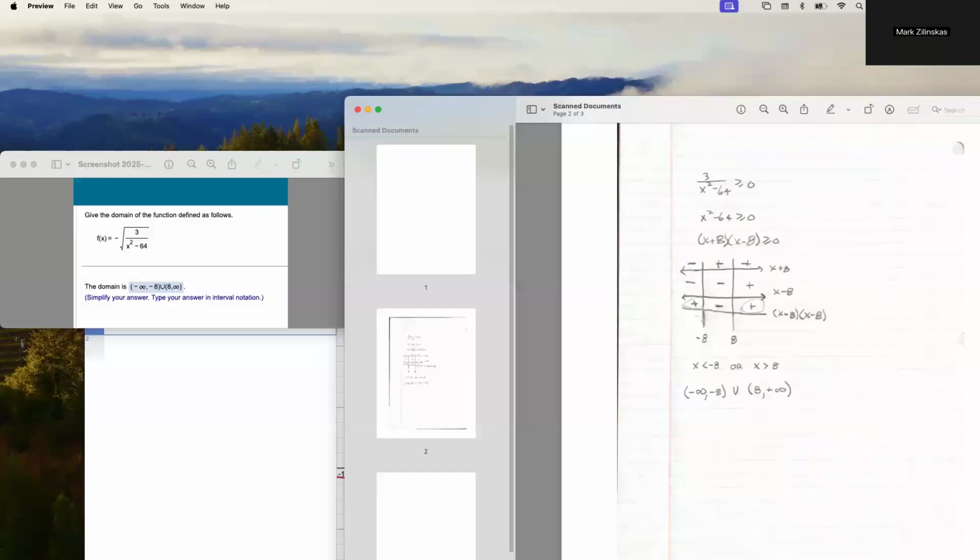Okay, here we are back again with another video. This one is an example of how to find a domain of a function. I tried to pick one that was fairly complex, maybe relative to the others.